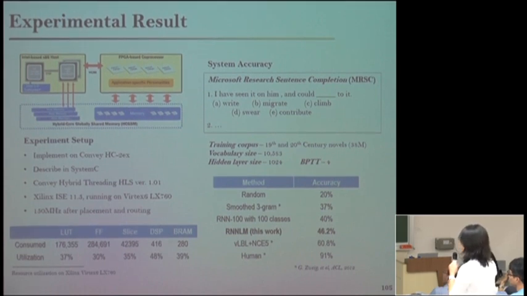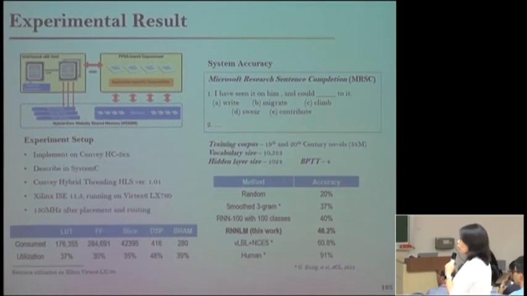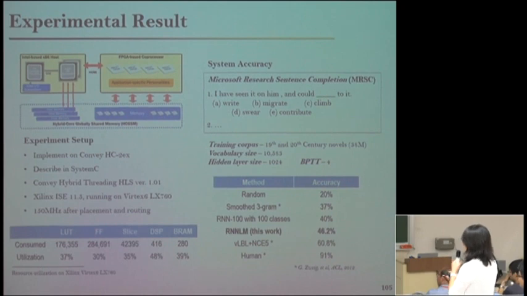I can show you the RNN 100. Smoothed 3-gram is the oscilloscope-based language model. It means there are 3 steps in the design, and its accuracy is about 37%. We use RNN. This work reaches 46%. It's still not a passing grade, right? But it's pretty good.